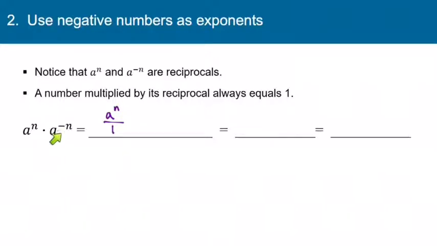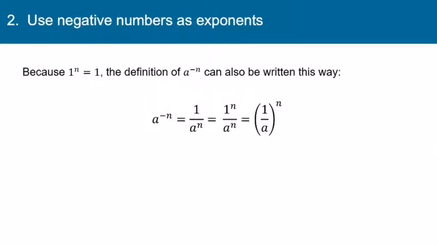And a to the negative n, we know, is equal to 1 over a to the positive n. So now to multiply these together, we'll go top times top and bottom times bottom. A to the n times 1 is a to the n, same thing in the denominator. And then any number divided by itself is 1. So we see that when we multiply these two together, they do equal 1, and therefore we can be sure that these are reciprocals.